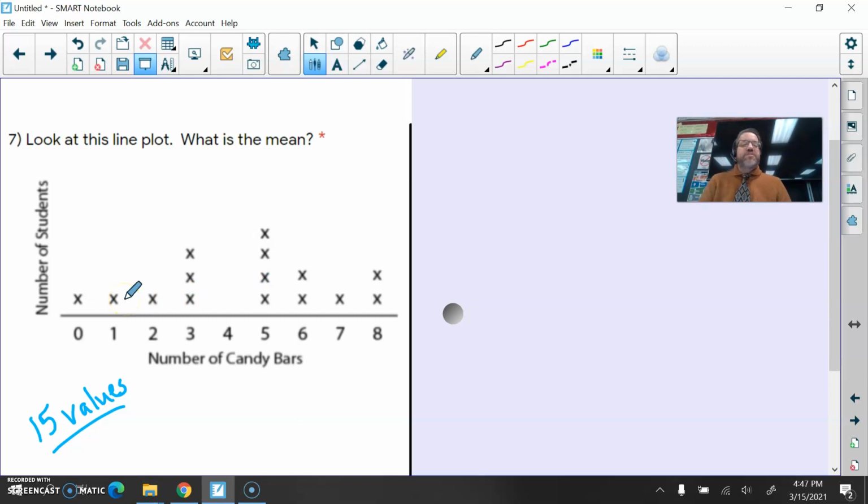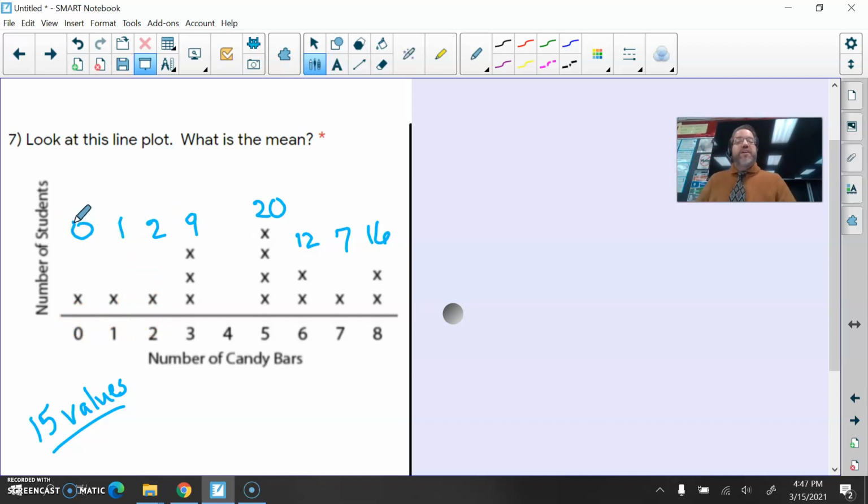See how the line plot looks a lot like a bar graph? Number of candy bars, number of students. All right, so 8 candy bars. We have 2 students here. So 8 times 2 is 16. 7 times 1 is 7. 6 times 2 is 12. 5 times 4 is 20. 3 times 3 is 9. And each of these, it just has one x. So we have 2, 1, and 0 here.